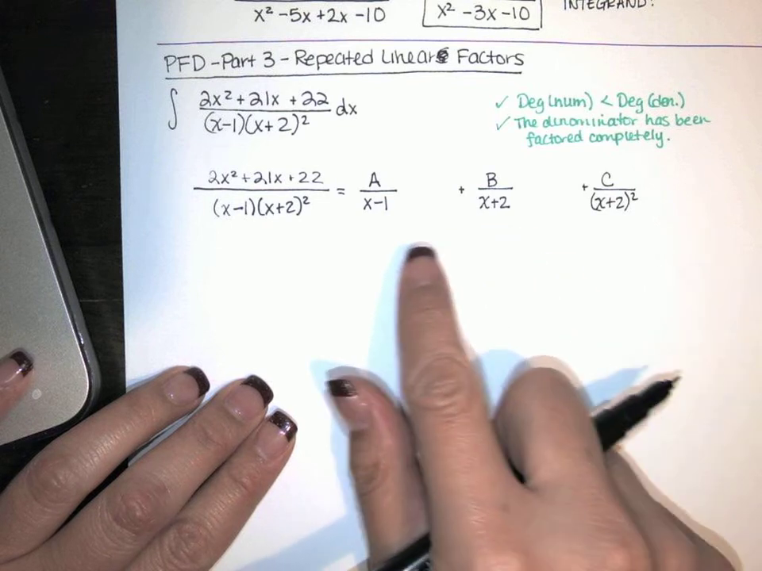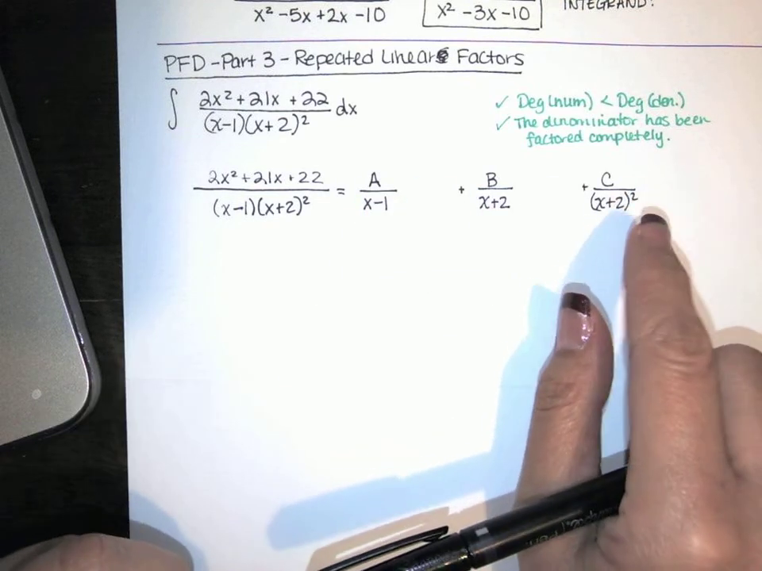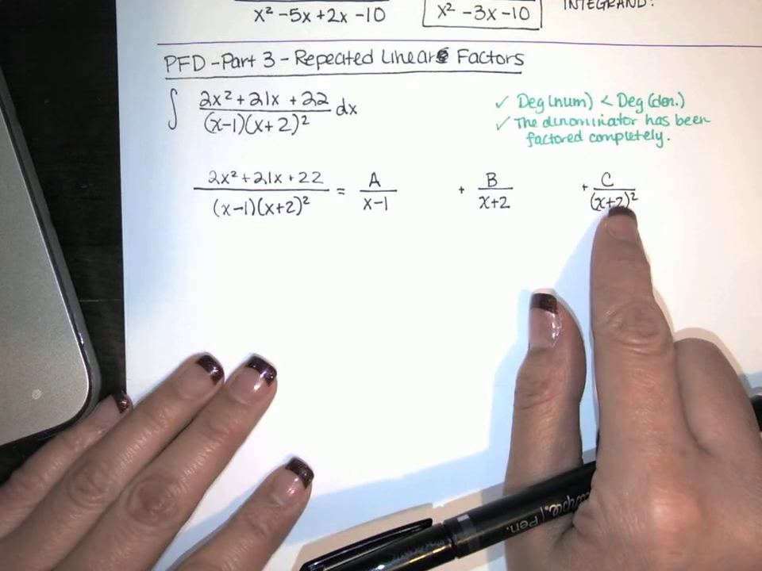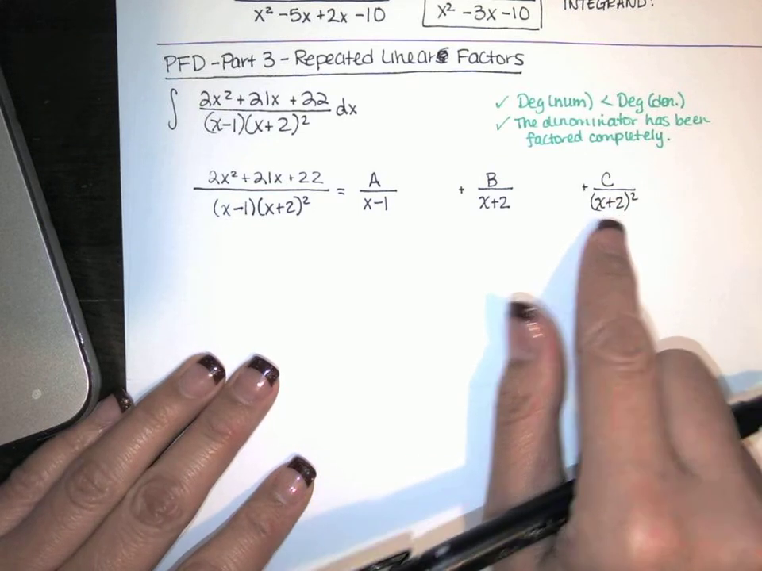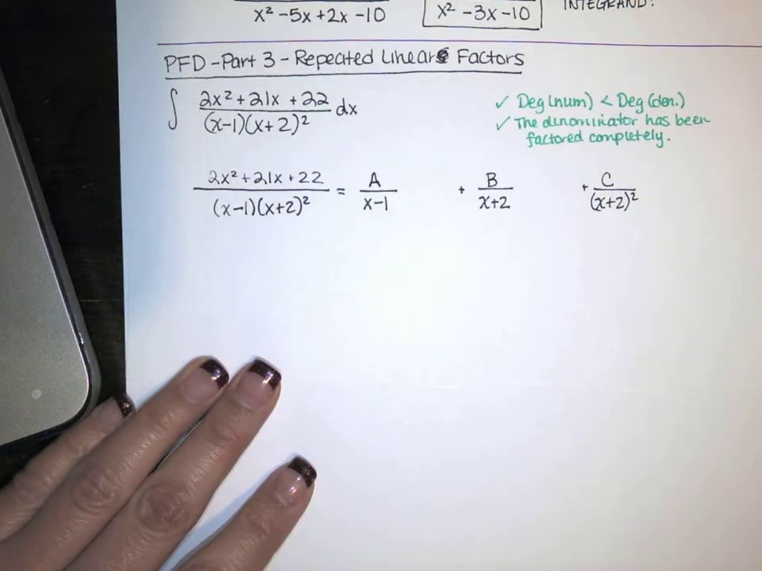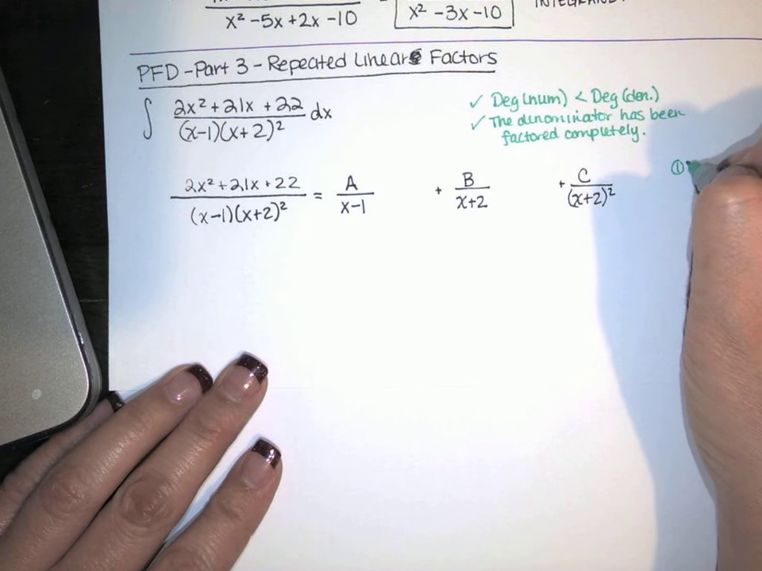Notice also that since these were all linear factors, we just get constants in the numerator for each one. You might say, that's not linear. You're right, when I square it, it's not linear, but it's a linear repeated factor. Whenever you have linear factors, the numerators are all constants. Okay, so we've written down the partial fraction decomposition.